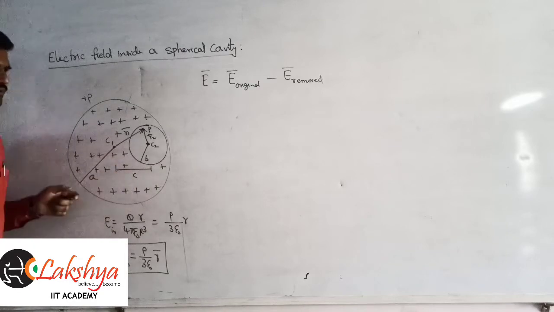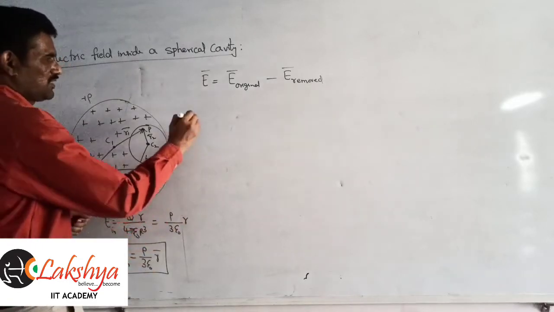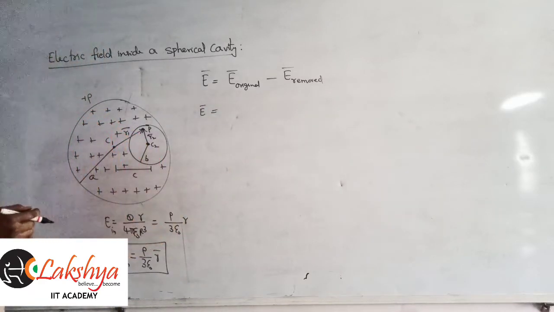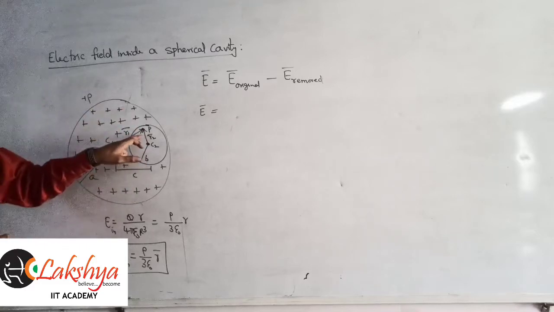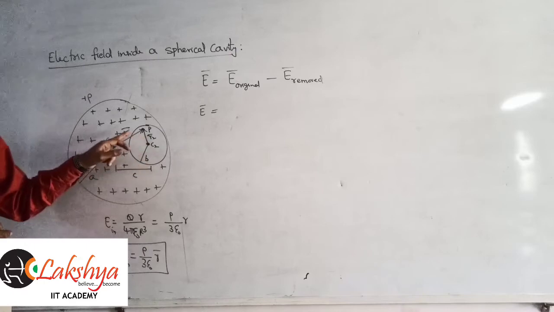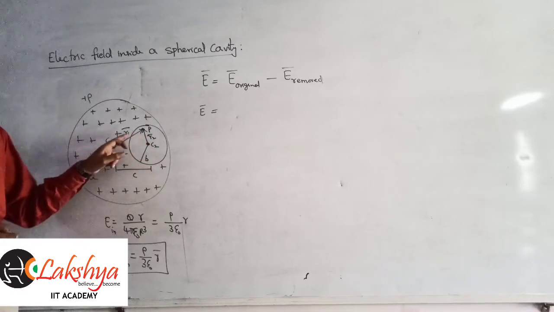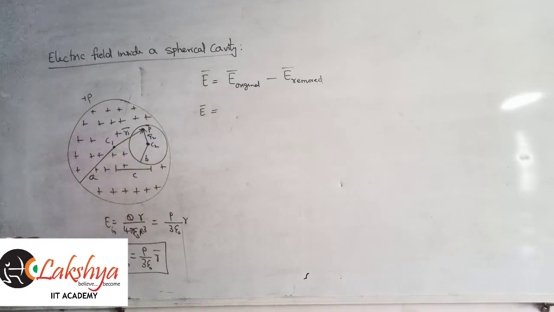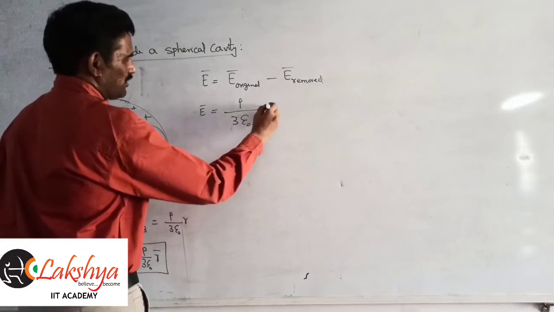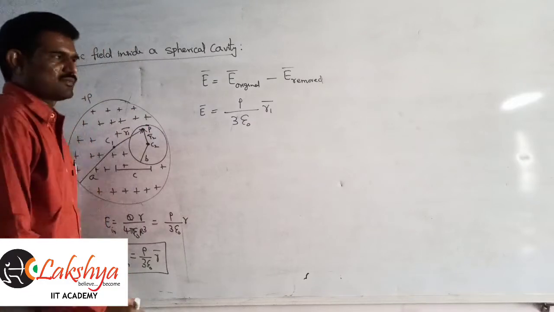Now I am writing the intensity of electric field due to this original sphere. So due to the original sphere we can apply this expression. Our point is inside the sphere, the original sphere without any cavity, and it is at a distance of r1. So we can write it in vector form like this: rho by 3 epsilon naught into r1 bar, right? So that is original sphere, minus.